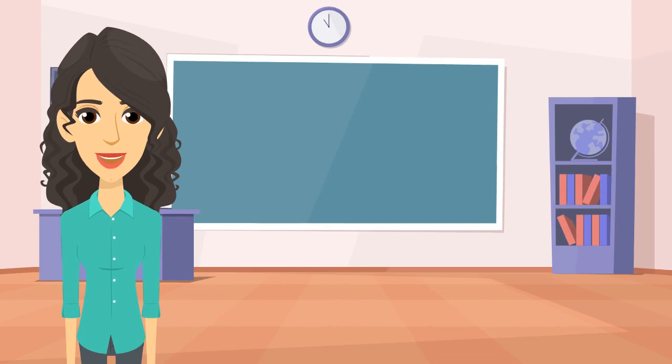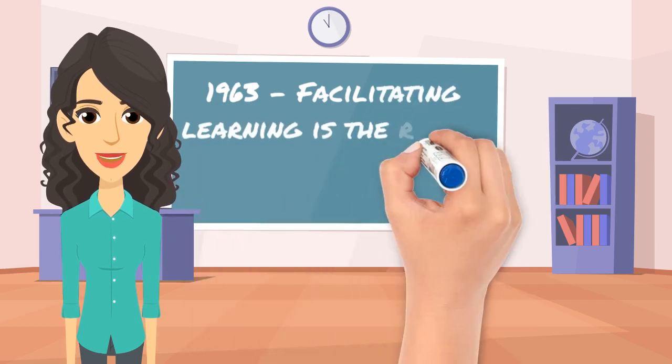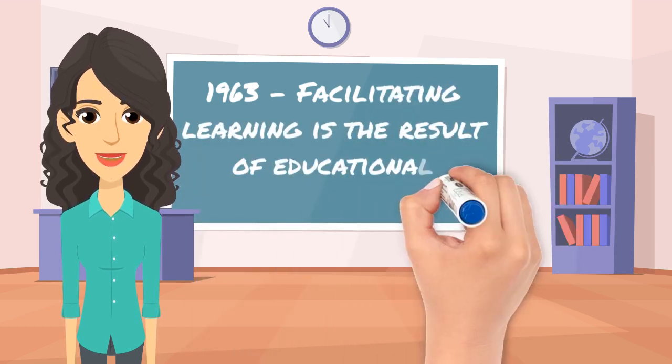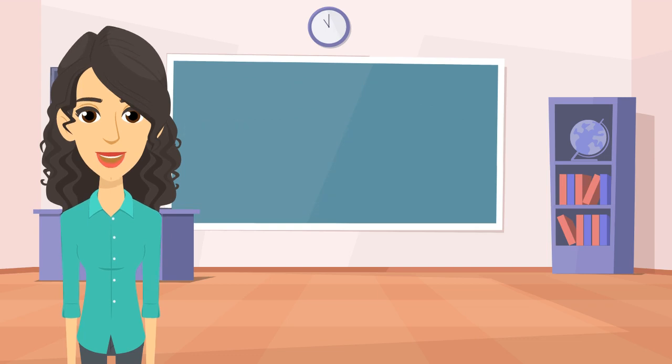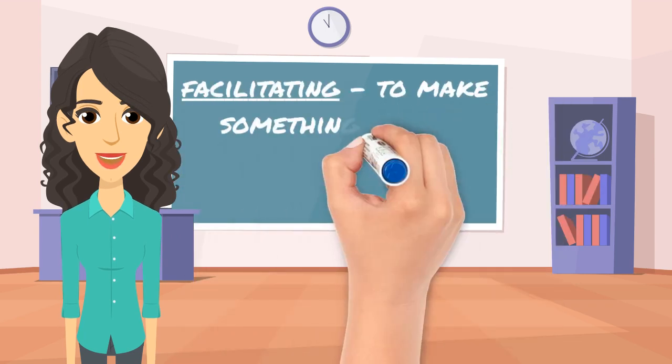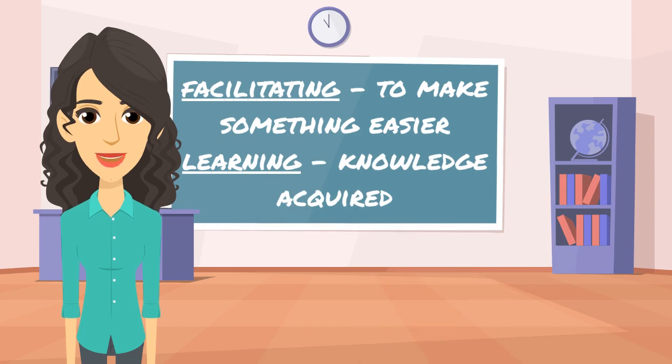In the definition of educational technology, it is important to look at the aspect of facilitating learning. The 1963 definition by AECT states that facilitating learning is the result or the end product of educational technology. The definition focused on the design and use of messages to control the learning process. To simplify these words based on the Oxford Dictionary, facilitating is to make something easier, and learning is knowledge acquired through experience, study, or being taught.